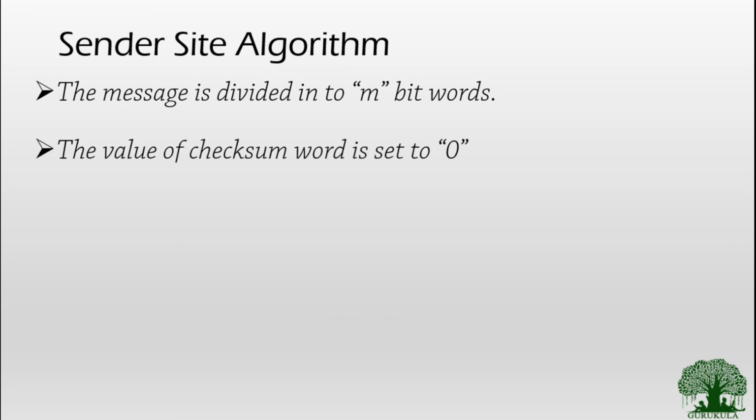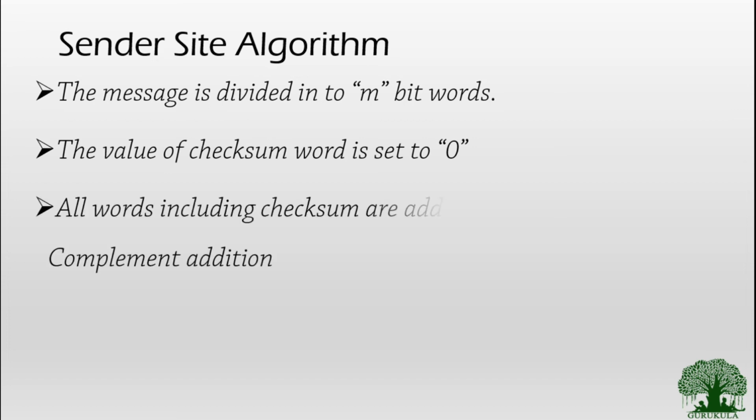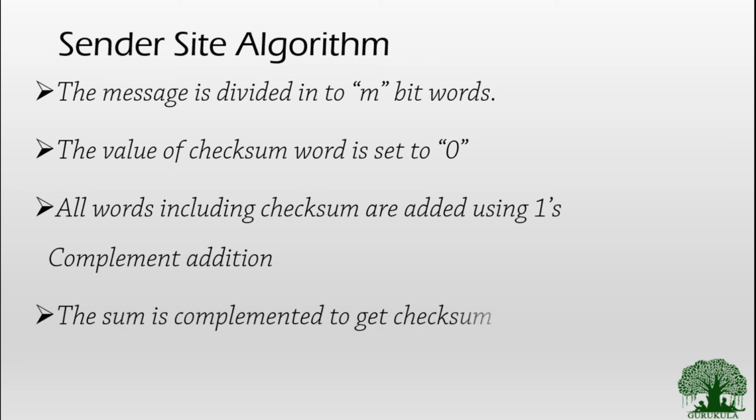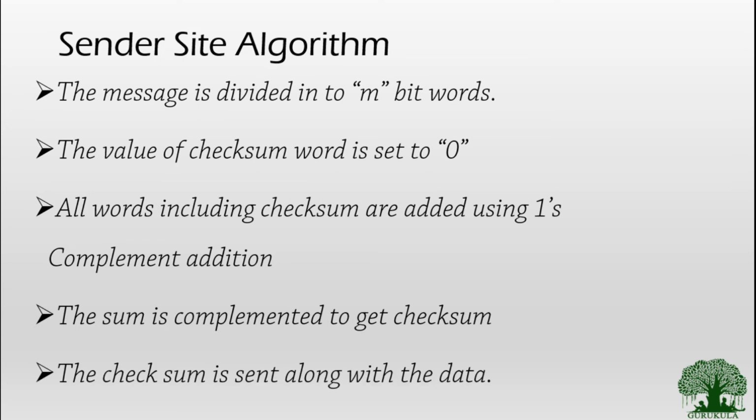Once it is done, the value of the checksum word is initially set to 0, and then all the words including the checksum are added using one's complement addition, and the sum is complemented to get the checksum. The checksum is also sent along with the data. So, this is the sequence of steps occurring in the sender side algorithm.